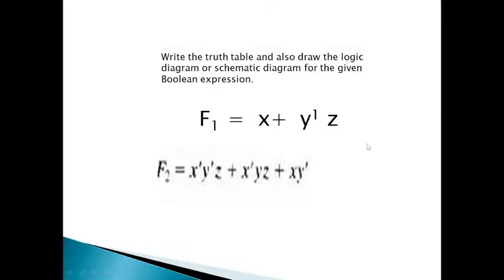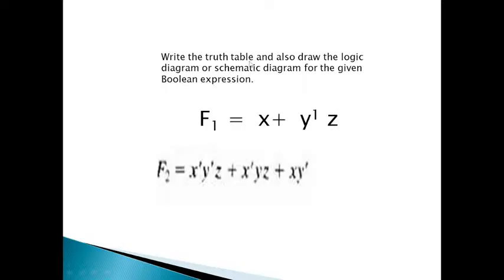So this is the question. Everyone pause this screen, note down the question, write the truth table and also draw the logic diagram or schematic diagram for the given boolean expression. So F1 is equal to x plus y dash z. First take this expression, try to solve this one. So pause this one and note down the question, try to do that.